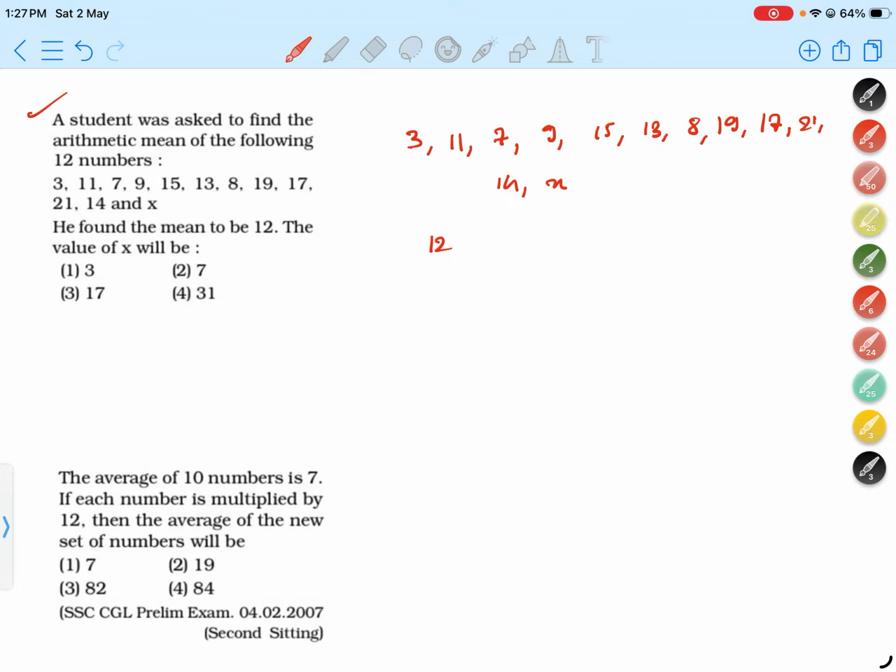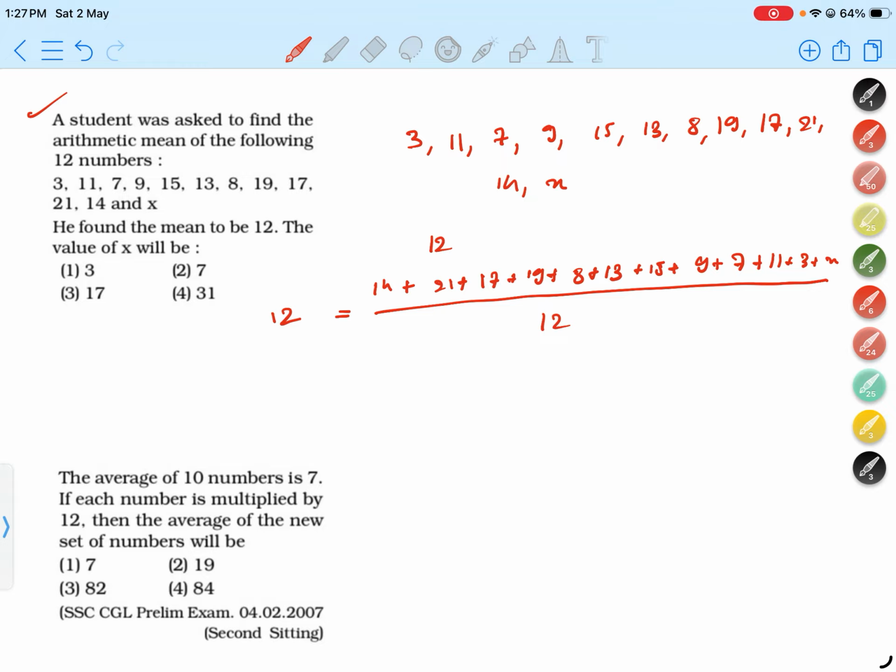So there are two ways to do this. First way is we just add up all of these: 14 plus 21 plus 17 plus 19 plus 8 plus 13 plus 15 plus 9 plus 7 plus 11 plus 3 plus x divided by the number of observations, which is 12, and this is equal to 12. Solving this we will get the required value for x, but there is also a faster way to do it, which is the method of deviation, which we will learn through this question.